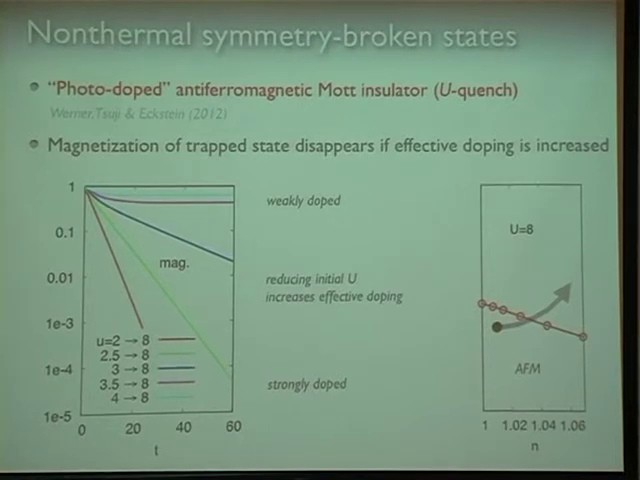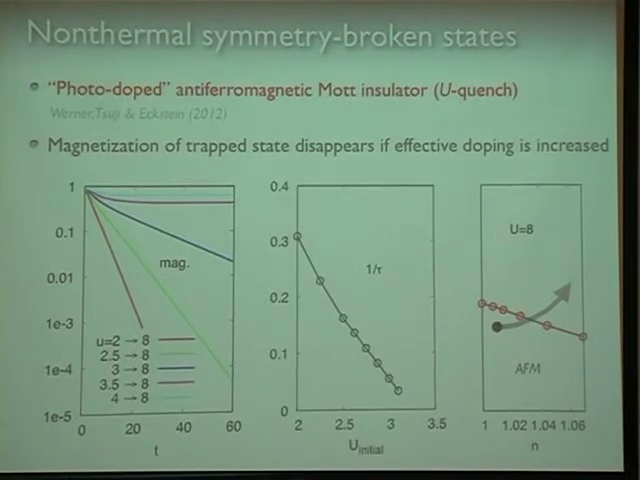We can again extract the lifetime from these exponential fits, and then as a function of initial interaction or photodoping concentration, we see a divergence in the lifetime, or in the relaxation time, of this antiferromagnetic order. So we have something like a critical behavior here at some critical value of the photodoping. So this is again a kind of phase transition in a non-equilibrium system. As a function of photodoping, we see a transition in the time evolution of the magnetization from trapped to exponentially decaying.